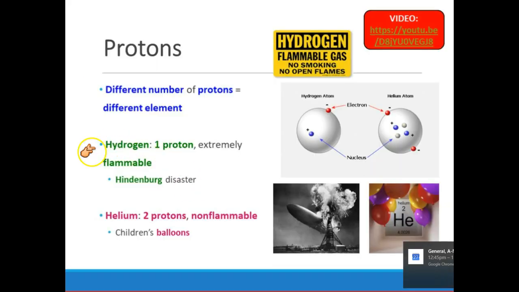Okay, so here's the thing, guys. Think about the fact that hydrogen and helium both make balloons float. But what do you think is going to be a better choice if you are making children's balloons?